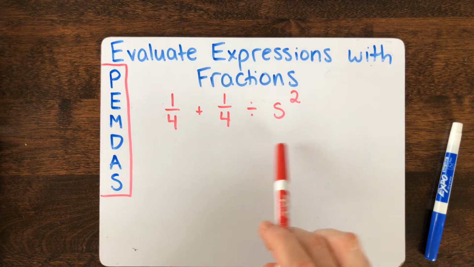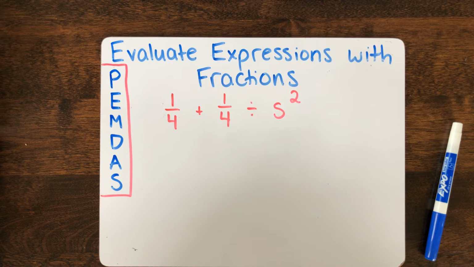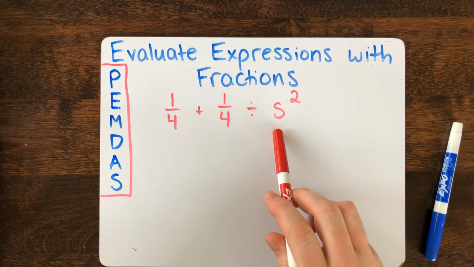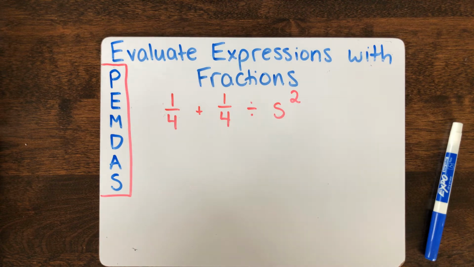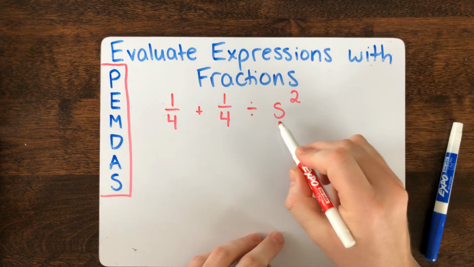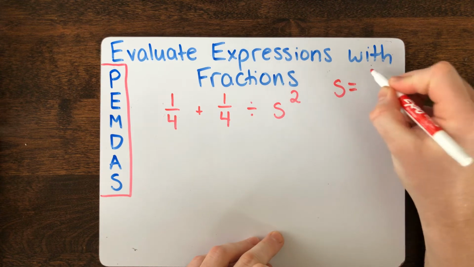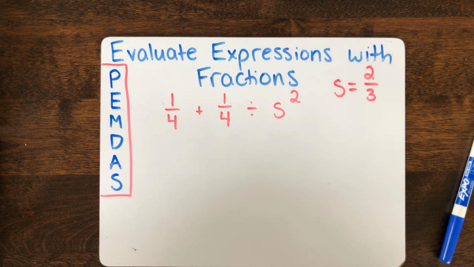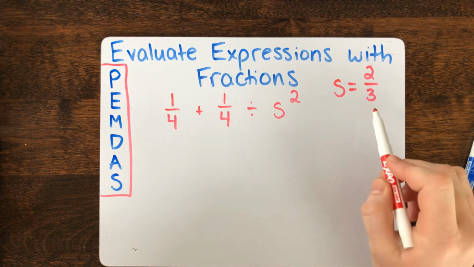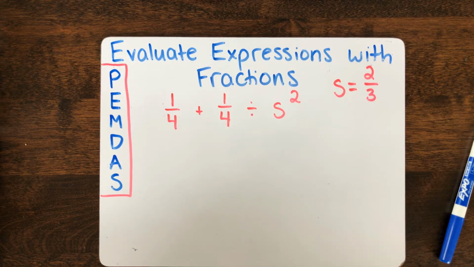So now let's look at this expression. Can we solve this expression right now? And remember, when it says evaluate, that is just a fancy word for solve. So can we solve this? We cannot solve it because I see a variable. We do not know at this time what this variable is, so we cannot do anything yet. But when I tell you that S equals 2/3, then we can solve it. So we're given that the variable is 2/3.